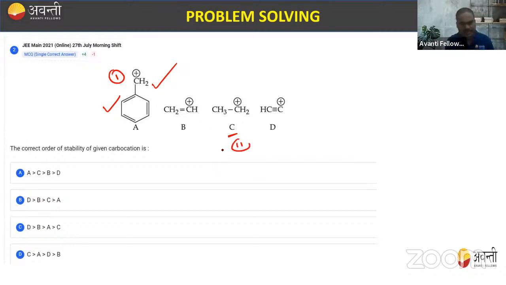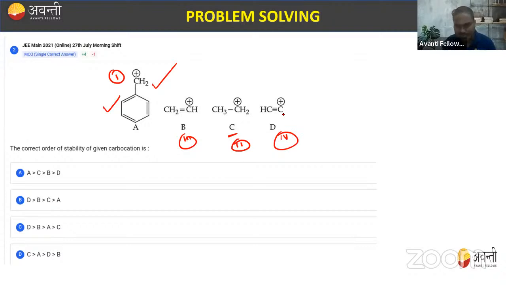This is second number. Then comes B, third, and this is fourth. So why? This is very much clear that it is due to resonance, they are much more stable. But what factor do you need to remember in case of B, C, and D? So always remember, positive charge is stable on less electronegative element.